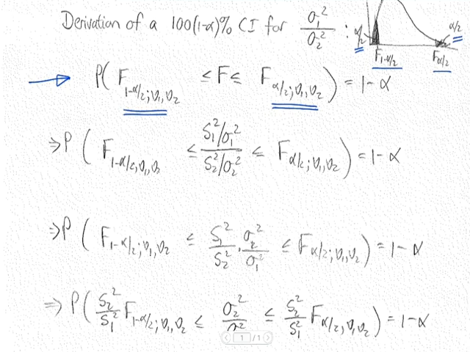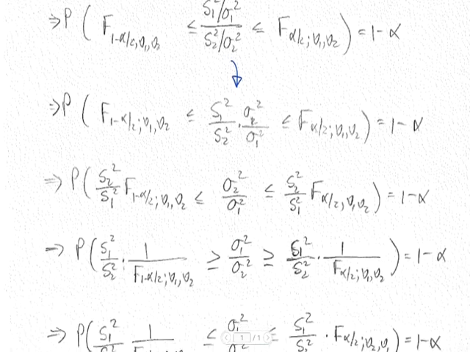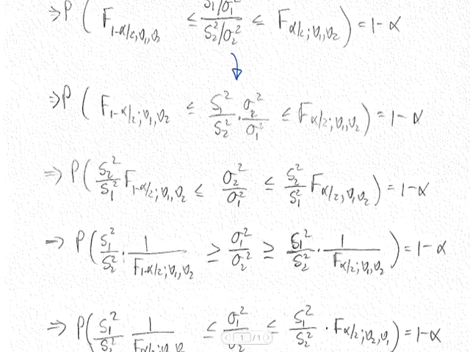Now you replace the f with your pivotal quantity, which is just that value there. And then remember, this can be rewritten as follows. So far, everything else remains the same. But remember, we want to end up with this term in the middle on its own. So that means we need to multiply both sides by s2 squared over s1 squared. So it's the reciprocal of that other part. So this is what you end up with.